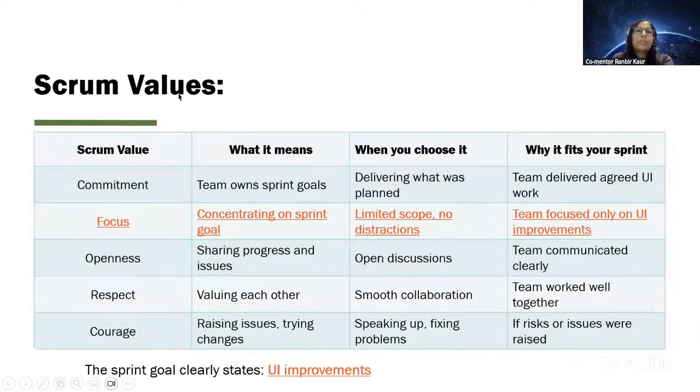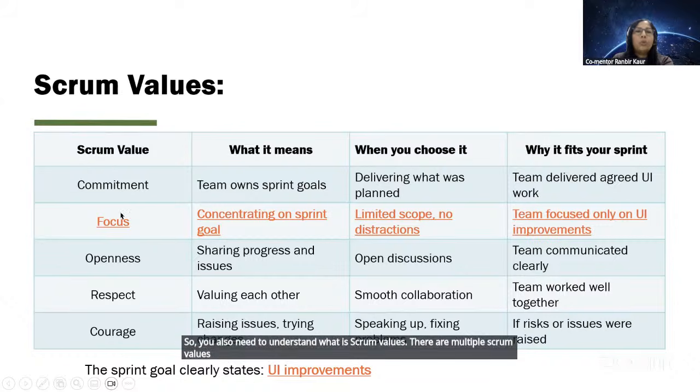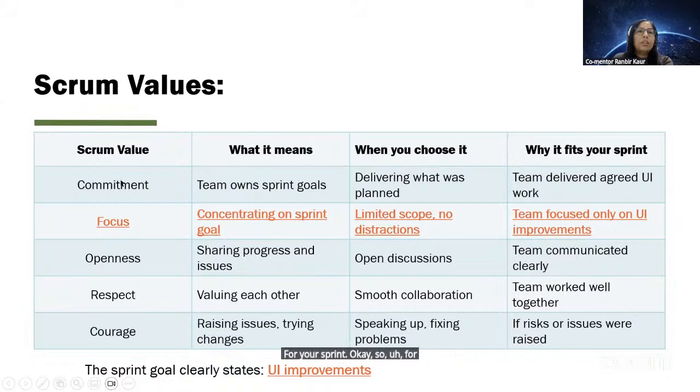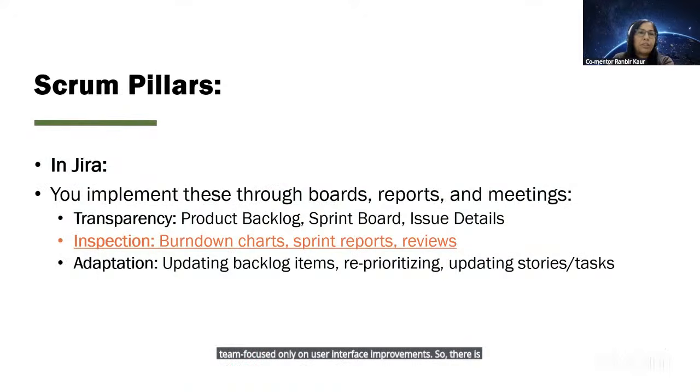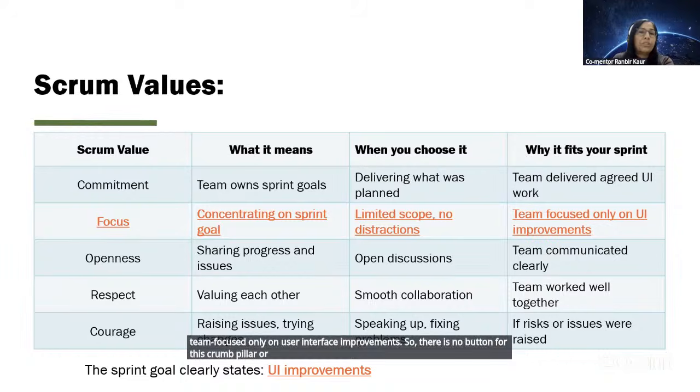So you also need to understand what Scrum values are. There are multiple Scrum values. You can go through what each means, when to choose it, and what fits your sprint. For this assignment, the Scrum value is focus, because we are concentrating on the sprint goal. When to choose it is when there is limited scope and no distractions, with the team focused only on user interface improvements. There is no button for this Scrum pillar or Scrum values. You just need to understand when to use what.